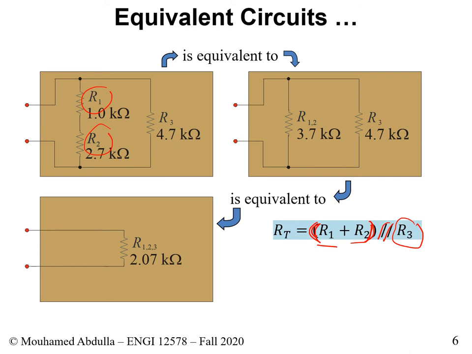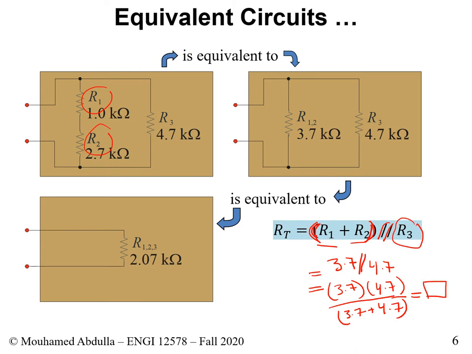So what you do is you simply add these two together. So 1 plus 2.7, that becomes your 3.7. You don't need to put K because it's K all the way. So you could add it at the end. In parallel with R3, R3 is 4.7. And now you simply do this for 3.7 in parallel with 4.7. Well, you could just multiply them through. So 3.7 times 4.7, divided by 3.7 plus 4.7. And that gives you the result that you have, which is basically here, your 2.07 kilo-ohm.